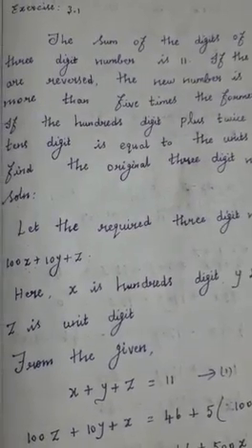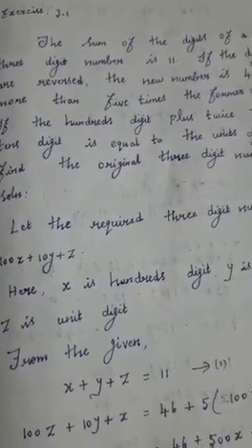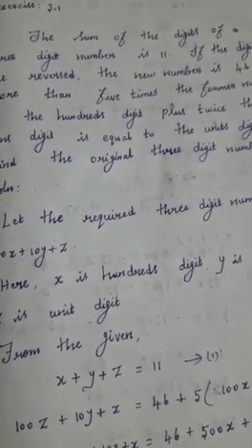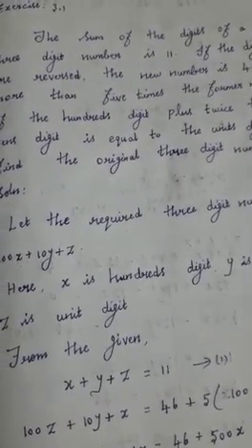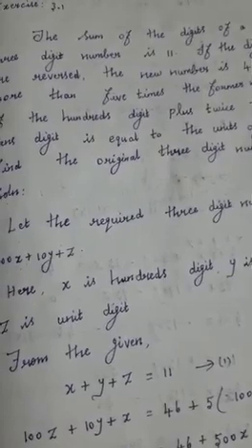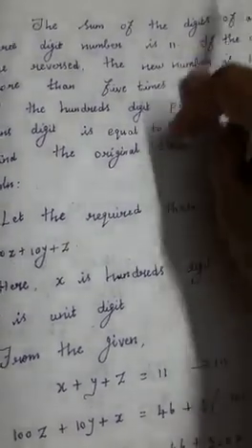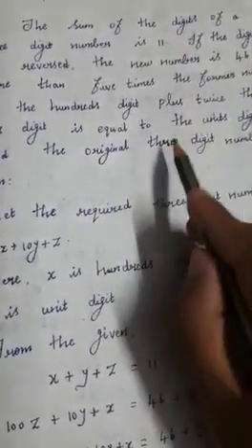Now let us see exercise 3.1, fourth question. The sum of the digits of a 3-digit number is 11. If the digits are reversed, the new number is 46 more than 5 times the former number. If the hundreds digit plus twice the tens digit is equal to the unit digit, then find the original 3-digit number. In this question, some conditions they have given. Using these conditions, we need to find one 3-digit number.